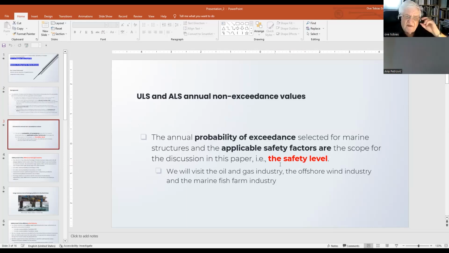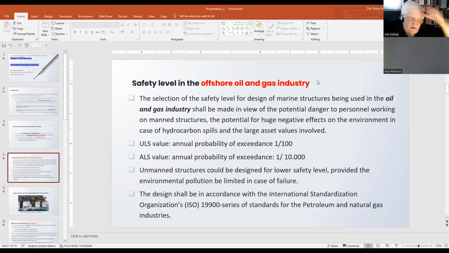When it comes to, for example, nuclear power plants, we have a very, very high safety level. Okay? When it comes to a barn where there are no animals, we can accept a very low safety level, for example. The safety level in the oil and gas industry will be very well established because of the huge pollution effects. Also, if there's an explosion on an oil and gas platform, it's very dangerous, and we can lose several tens of up to 100 persons, and this has happened.